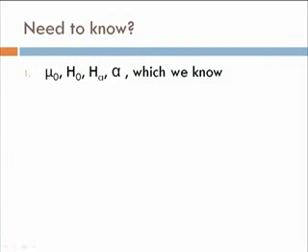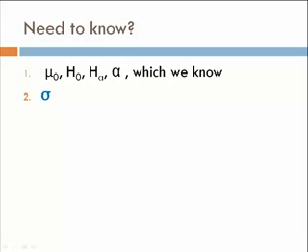So what do we need to know? We need to know mu0, and that's our guess, our hypothesized mean, what we think our mean is greater than, less than, or not equal to. We also need to know the null hypothesis, we need to know the alternative hypothesis, and we need to know our alpha value, or our significance level. We already know those four things. We also need to know, and we don't know it yet, our population standard deviation, sigma.